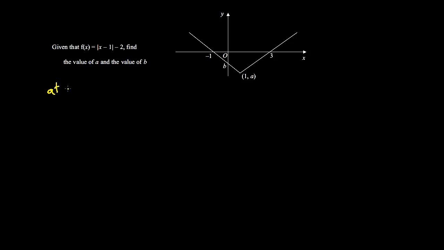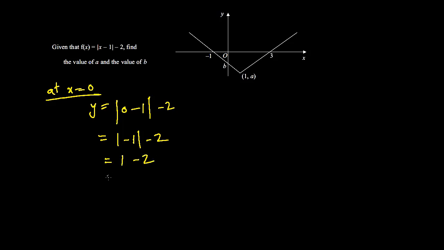So y-axis means when x equals 0, then y equals absolute value of 0 minus 1 minus 2. So the absolute value of minus 1 is 1, minus 2. So this is going to be minus 1. So the value of b is going to be minus 1.